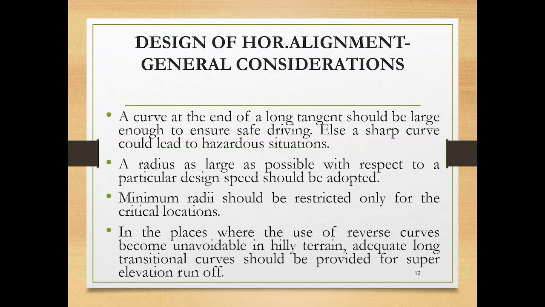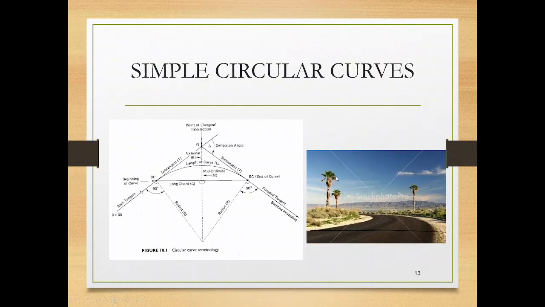Okay, and then in the places where the use of reverse curves become unavoidable in hilly terrain, adequate long transitional curves should be provided for super elevation runoff. So that means what they are telling is we should not provide reverse curves. Instead, in between two curves, we have to have a transition curve. These are some of the things that are not practically possible, right? So we'll go to simple circular curves.